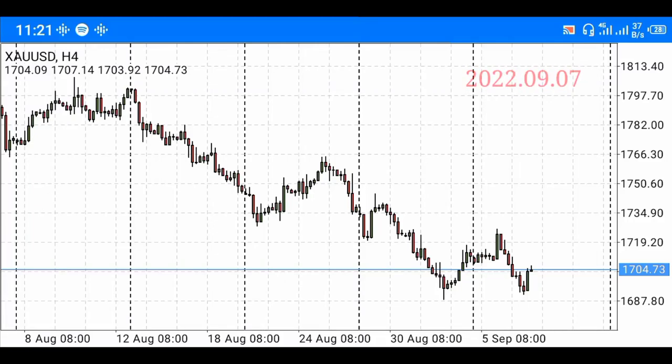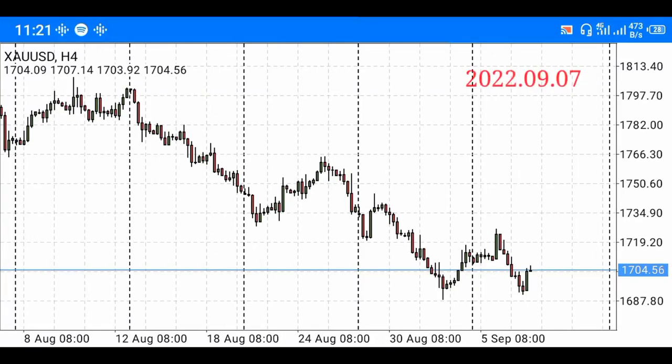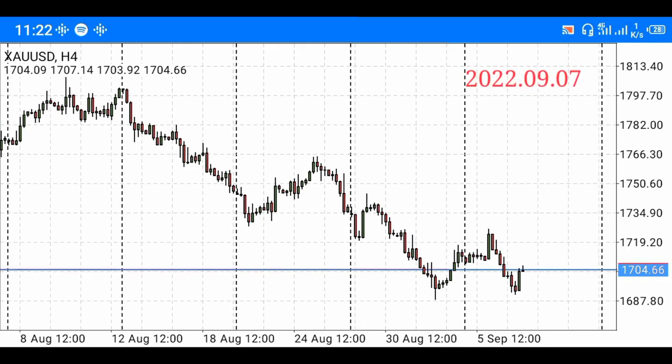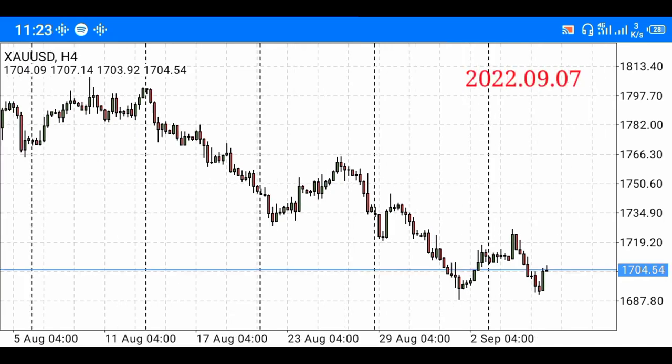Today's analysis is on gold. I want to see the opportunity that lies ahead of us in this precious metal. So let's begin with our 4 hours time frame chart. Remember, my goal always is to help you become profitable trading forex just with your phone.